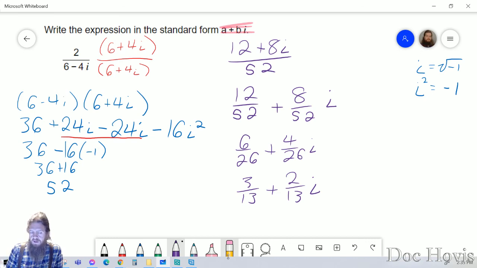And it takes a little longer, but if you know your multiplication tables, you can see that 52 is a product of 2 times 2 times 13, and 2 times 2 is 4, and we can divide 12 and 8 by 4. So that's actually our answer right there, 3 over 13 plus 2 over 13I.